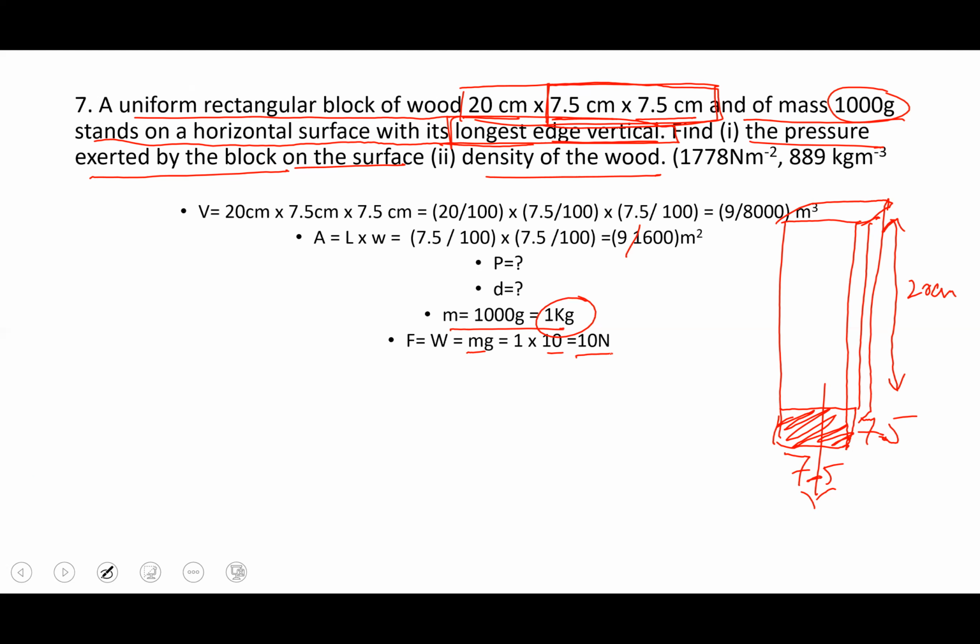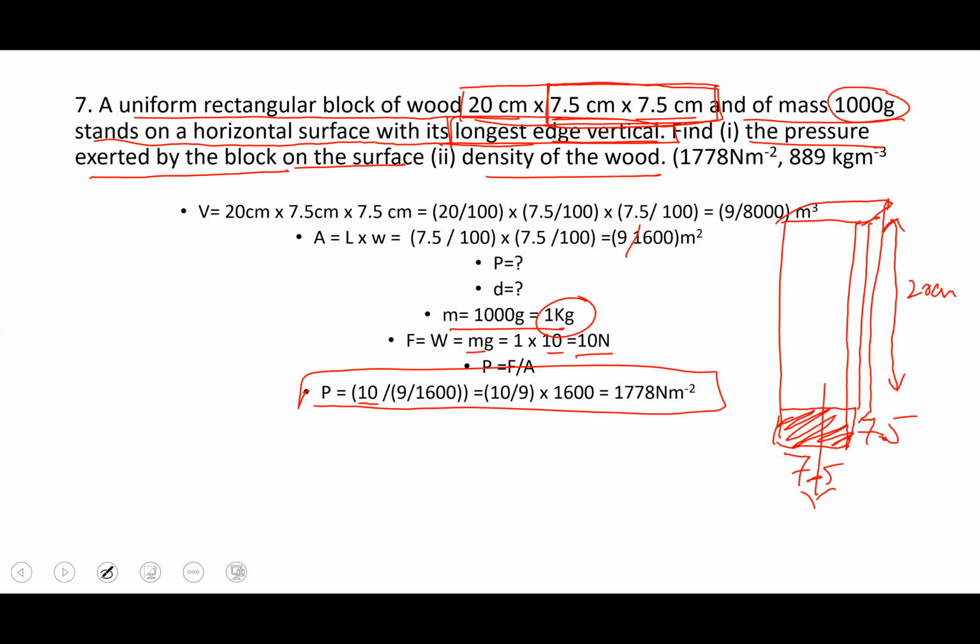So we have the force with us and we have the area with us as well. So force per unit area is known as pressure. So 10 newton divided by 9 divided by 1600, this can be written as 10 divided by 9 multiplied by 1600, so 1600 goes up. So the pressure which is given to us is 1778 Newton per meter square. So this is the situation which we have for the pressure.